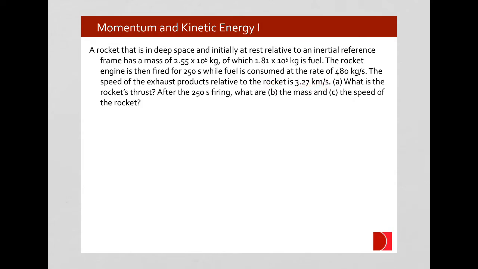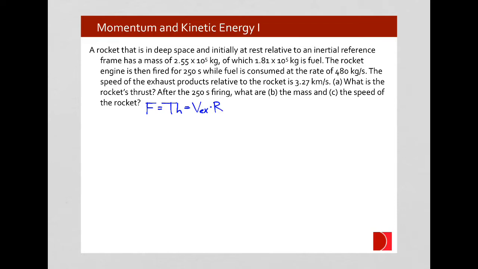We want to know what is the rocket's thrust, and after the 250 seconds of firing, what are the mass and speed of the rocket. So we saw that the thrust of the rocket, the force of thrust, comes from the exit velocity of the exhaust gases multiplied by the rate at which fuel is burned.